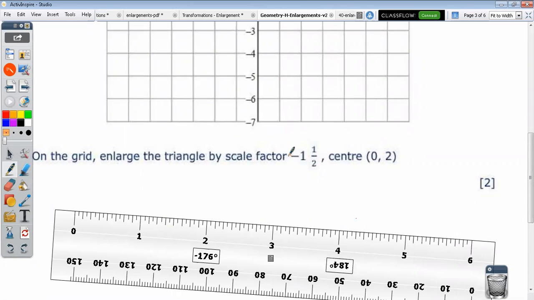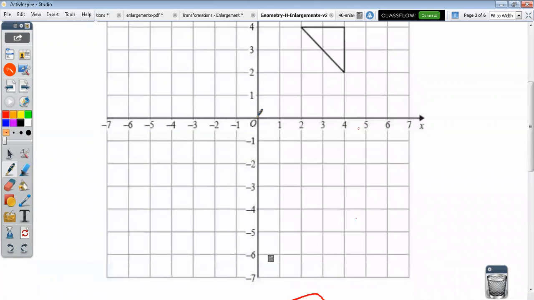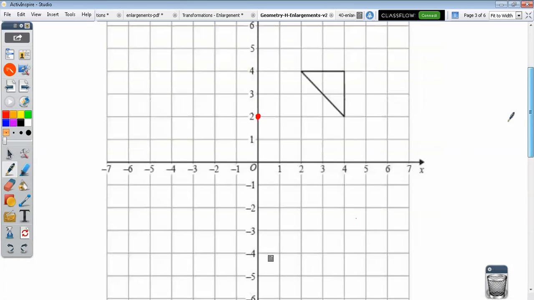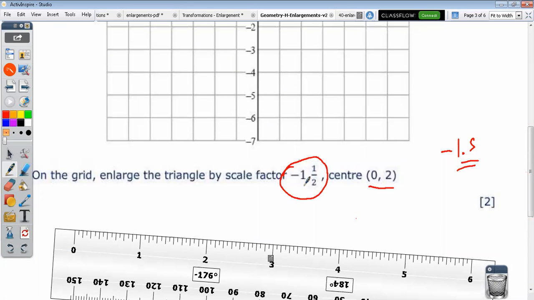Okay. Now look at this here. What's our scale factor? What's our center here? 0, 2. This is our center here. Clear? Then what are we enlarging by, everyone? Minus 1.5. I want you to follow me. So my question to you is, this object, if it's 1.5, it means it's 1.5 times bigger than this one.